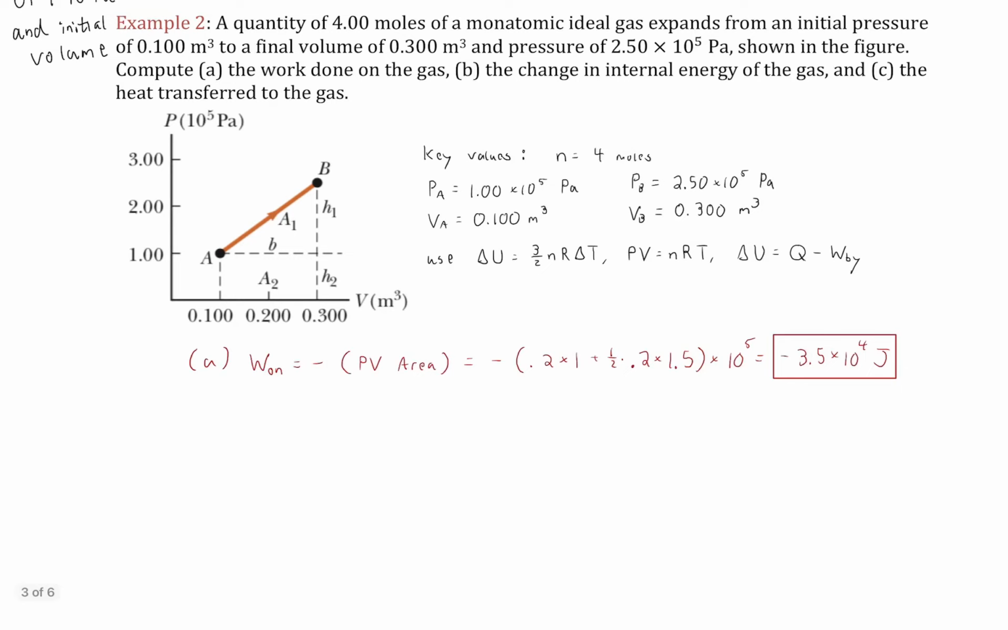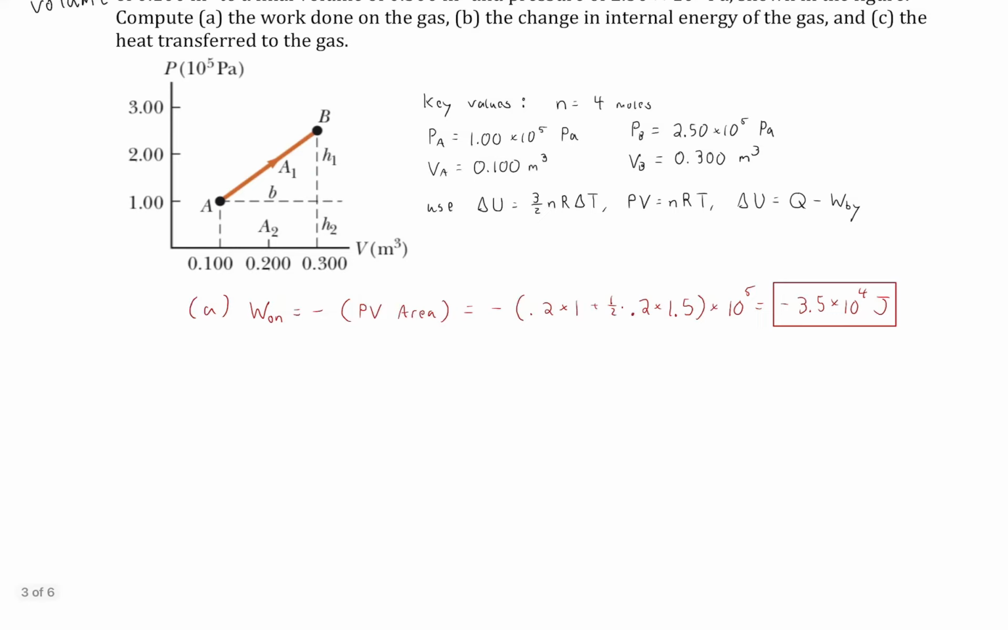So for part A, we're simply going to acknowledge that the work done on the gas is the negative of the area of the PV diagram, negative because the gas is expanding. And so then we just numerically find it, put our negative in front, and we get a negative 35,000 joules. That's the work done on the gas. So in other words, the work being done by the gas is positive 35,000 joules.